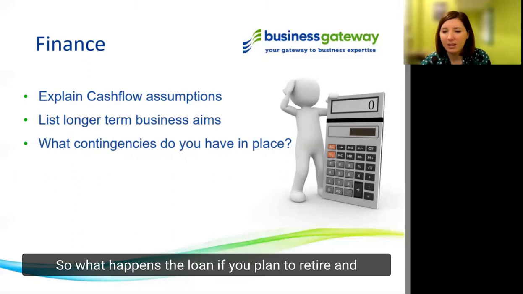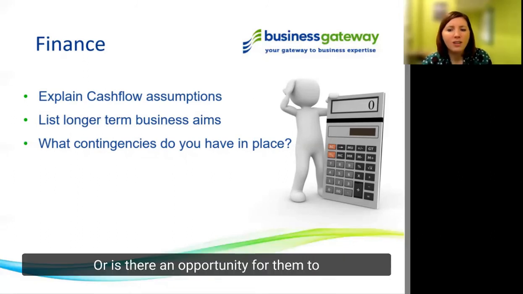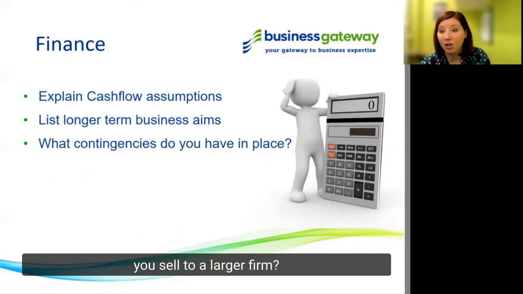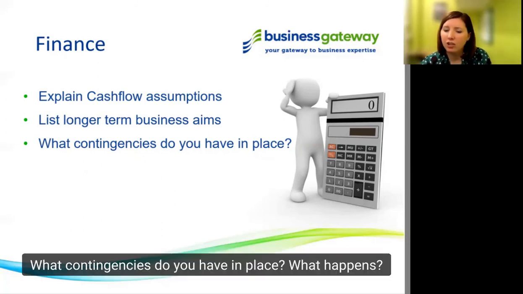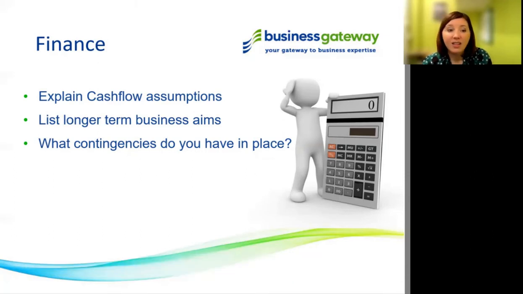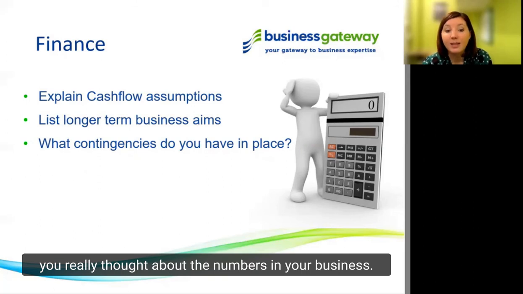So what happens to the loan if you plan to retire and stop working in the business in the next 2 years? Or is there an opportunity for them to get their money back quicker if you sell to a larger firm? Also, what happens if the whole industry or economy crashes? What contingencies do you have in place? What happens, say, if costs rise by 20% or if sales fall by 20%? This is a chance for you to explain that you've really thought about the numbers in your business.